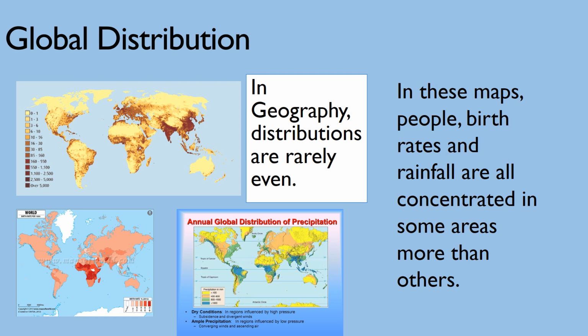The bottom left is birth rates. So you'll notice in Central Africa their birth rate's very high. And then the bottom right is rainfall. And you notice that there's lots and lots of rain at the equator, for example. So they're all concentrated in certain areas. And this is what we mean by distribution. We've actually tried to describe where those concentrations are.